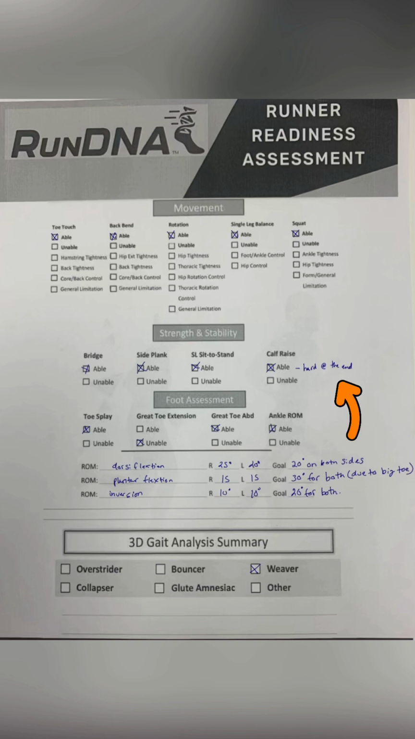This was noted. During the foot assessment, the patient was able to do toe splay, great toe abduction, as well as ankle range of motion, but not able to do great toe extension. This was also noted. This therefore limited her plantar flexion range of motion when measured to 15 degrees, and the patient did lack inversion of the foot as well.